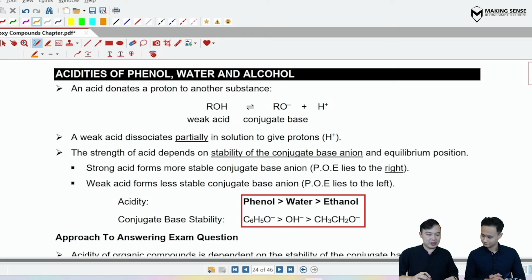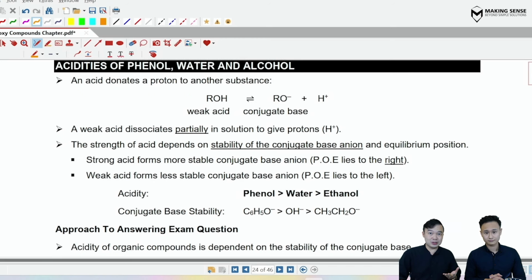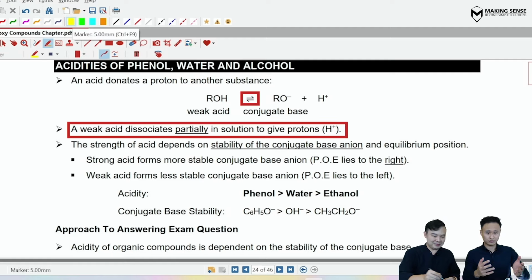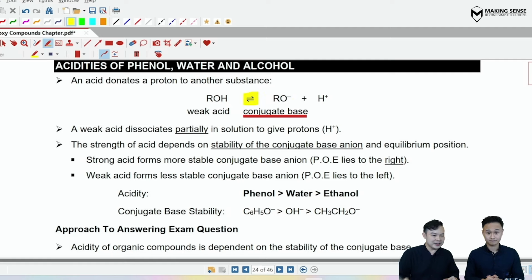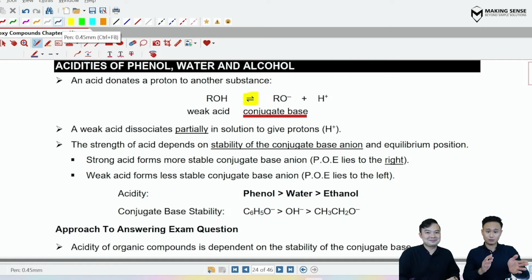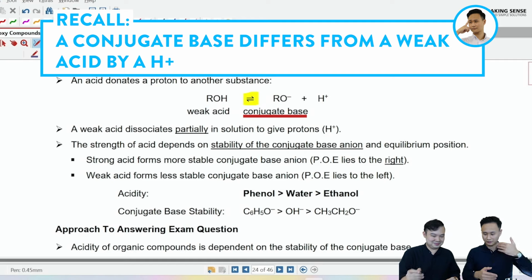Before we start, we have to think about acid-base equilibrium. We understand that all our organic molecules, if they're acidic, are going to behave as weak acids. What does it mean to be a weak acid, Mr. Tim? Weak acid means you dissociate reversibly. You release H plus in water. That's right. So you see a reversible arrow, and you obtain this thing called the conjugate base. Remember what a conjugate base is? Conjugate base means it differs from the weak acid by an H plus. That's right. So if the weak acid is ROH, the conjugate base will be RO minus.